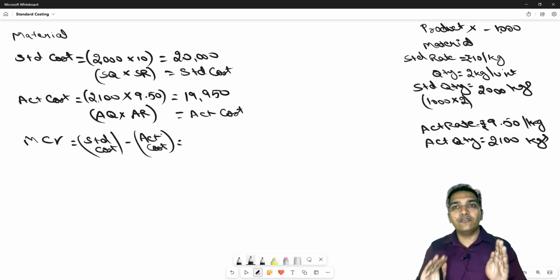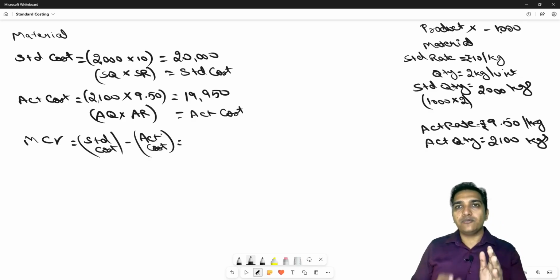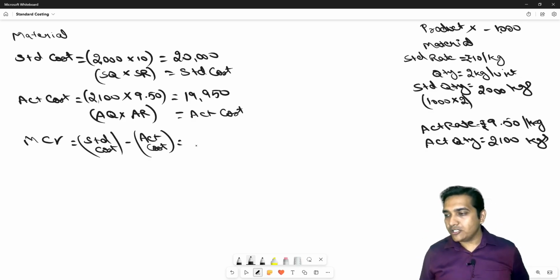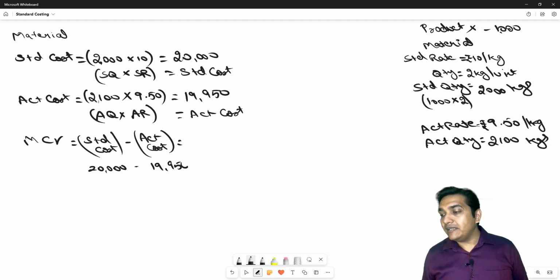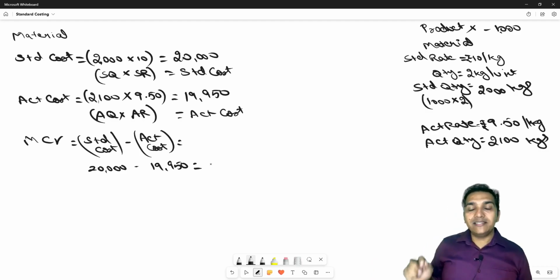That is what we have to find out. So standard cost, the formula will be standard cost minus actual cost. So in our example, what is my standard cost? 20,000. And what is my actual cost? 19,950. So what is the variance here? What is the difference of these two?